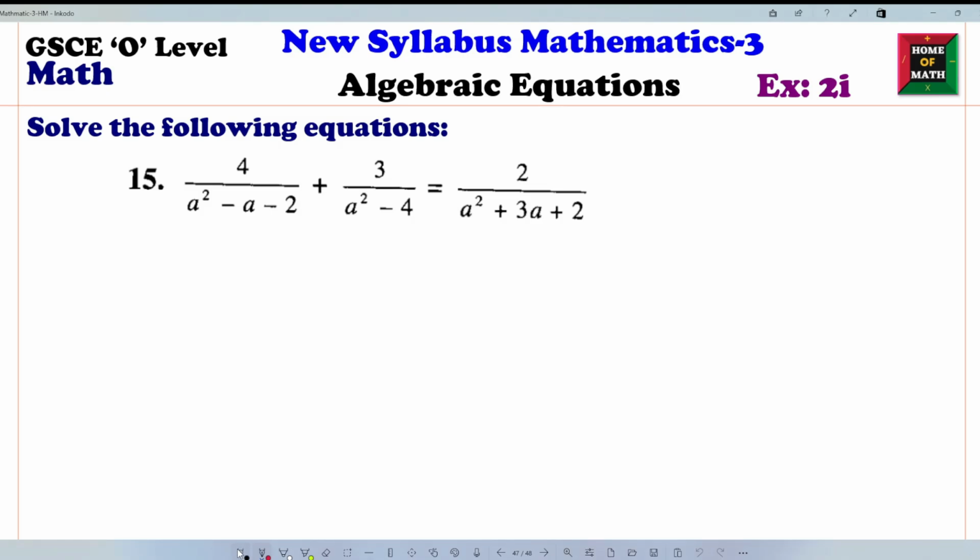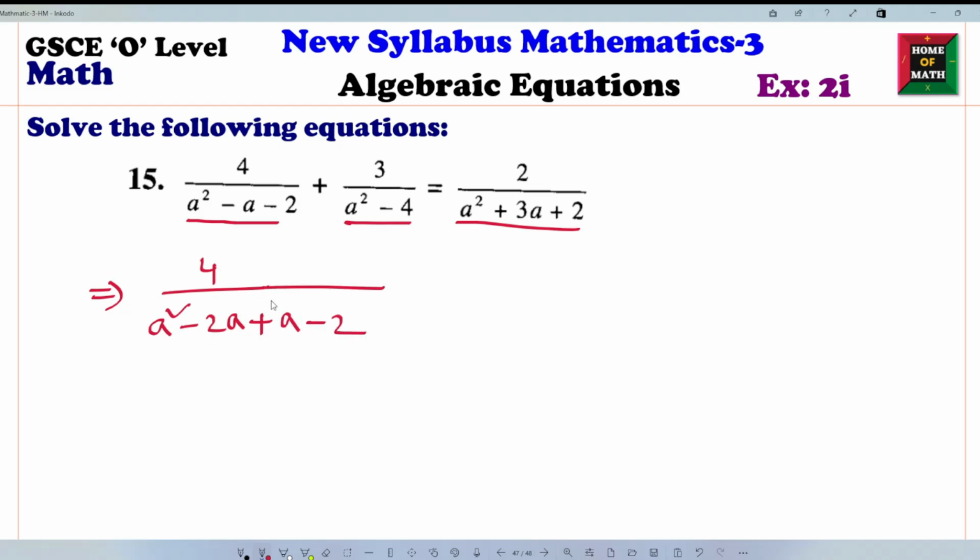Number 15. Here is 4 divided by a square minus a minus 2, plus 3 divided by a square minus 4, equal to 2 divided by a square plus 3a plus 2. So first we have to factorize everything, like 4 divided by a square minus a minus 2, we have to factorize this one. So a square minus 2a plus a minus 2. How? 2 times 1 means 2 and 2 minus 1 means 1.